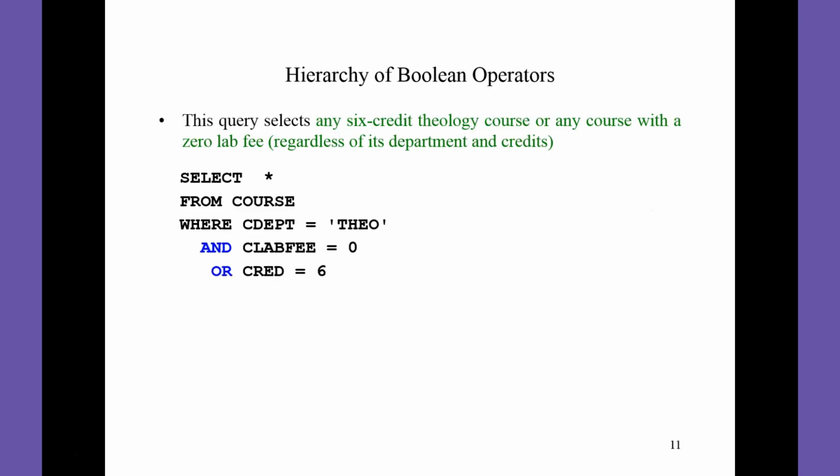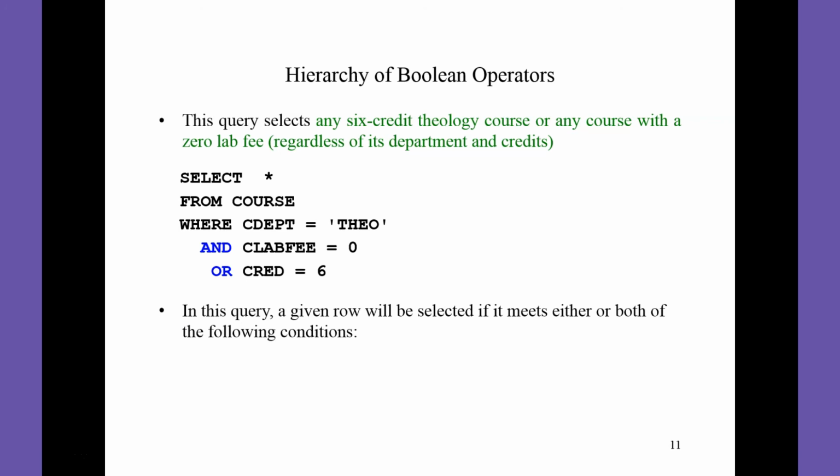In this next query, we're looking for any 6-credit theology course or any course that has a lab fee of 0, regardless of the sponsoring department and the number of credits. In this query, a given row will be selected if it meets either or both of the following conditions. Department equals theology and lab fee is equal to 0. And the second condition is credit is equal to 6.